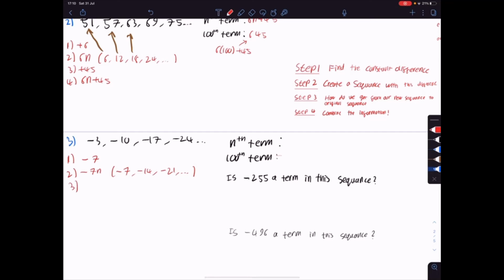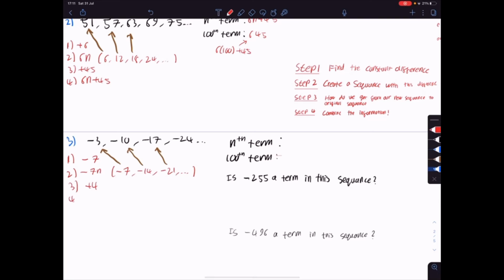Step 3. Again, how do we get from our new sequence back to our original sequence? So if we do this term by term, how do we go from -7 to -3, -14 to -10, -21 to -17? Well, all we need to do is add 4.